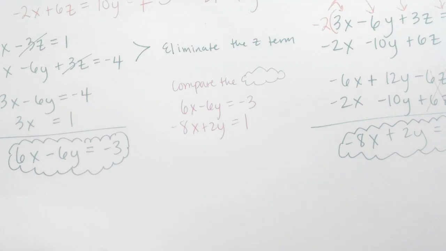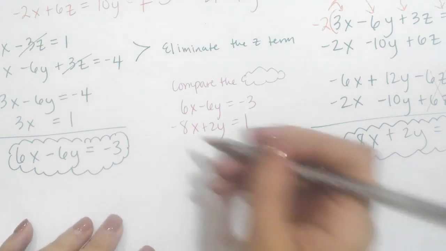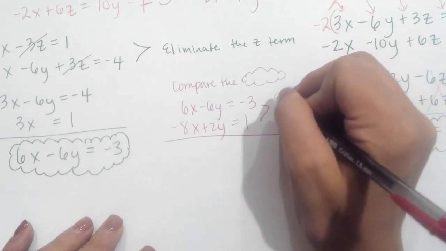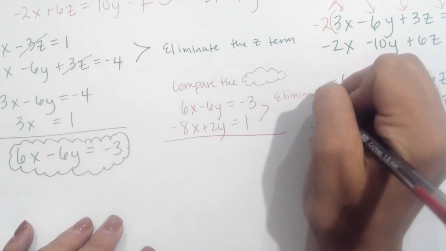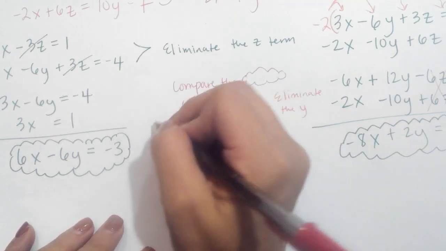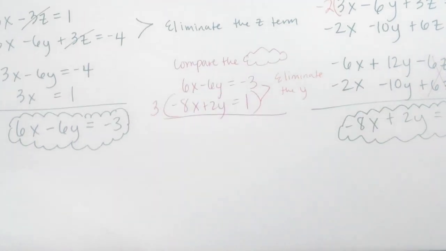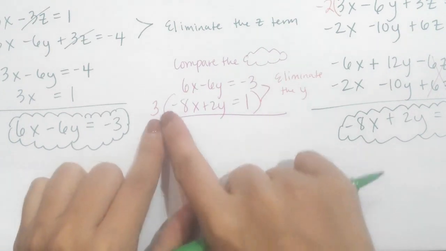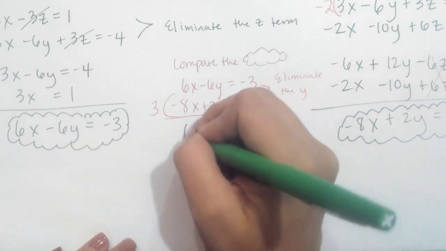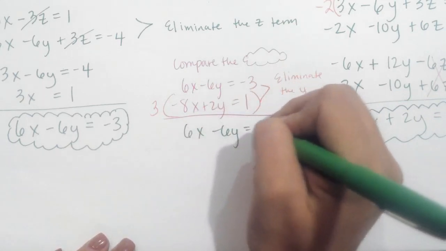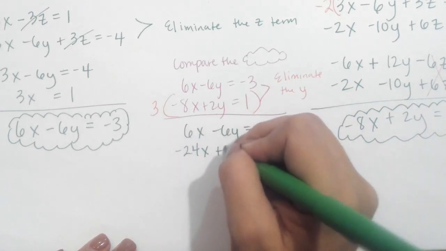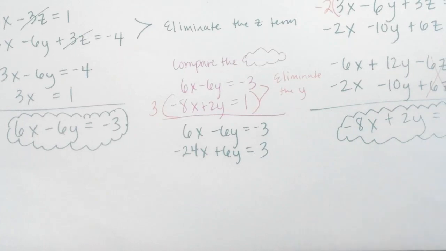Very important. Alright, so now I'm going to pick something to eliminate here. It looks like the y is a little bit easier, so I'm going to eliminate the y. And I'm going to multiply this bottom guy by a positive 3. So now I'm going to rewrite, because I've multiplied by a positive 3, 3 times 2 is 6, and then those will cancel. So I'm going to rewrite 6x minus 6y equals negative 3. 8 times 3 is negative 24. 3 times 2 is 6, and then 3 times 1 is 3.